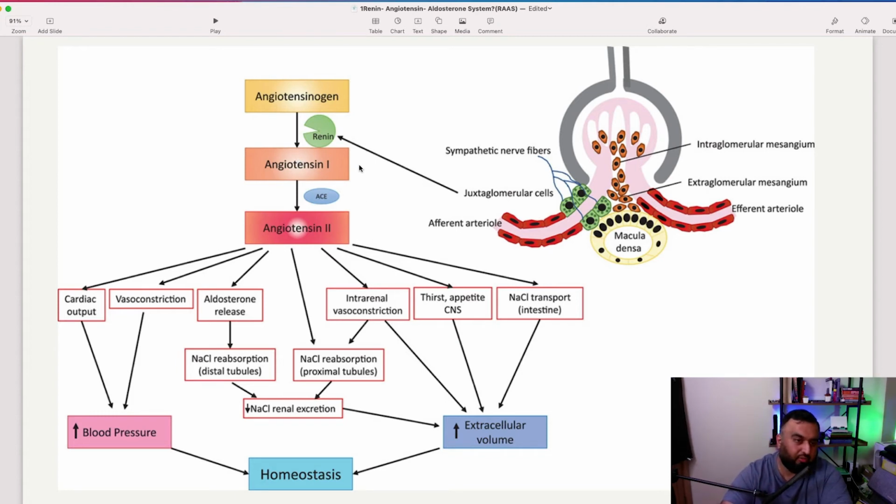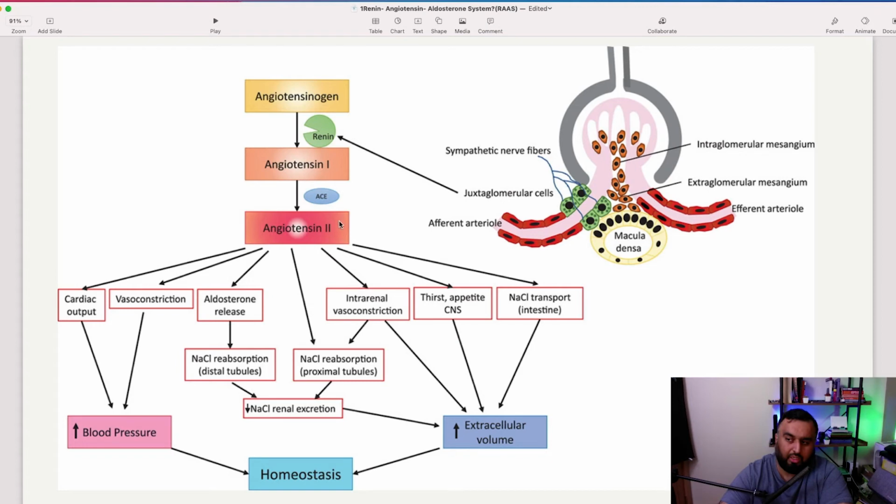Angiotensin 1 itself is able to alter blood pressure to some degree, but it's not strong enough to have these large changes. Instead, angiotensin 1 is converted into angiotensin 2 by an enzyme called angiotensin converting enzyme, or ACE, sometimes known as the ACE enzyme. And this is the enzyme that's normally shut down by drugs called ACE inhibitors, which are high blood pressure medication. But we'll get into that in a different video.